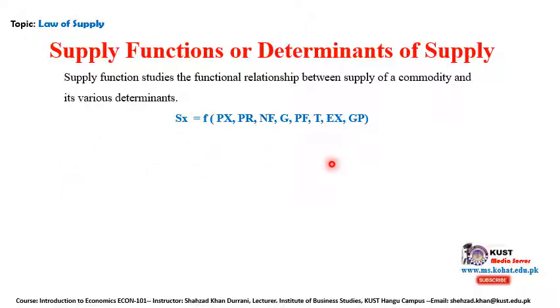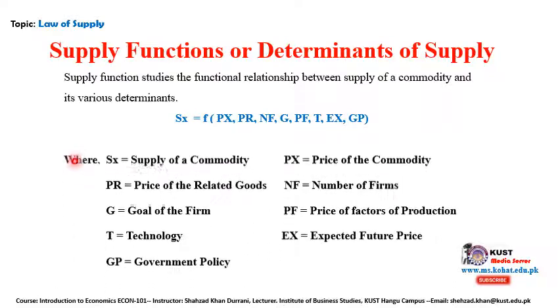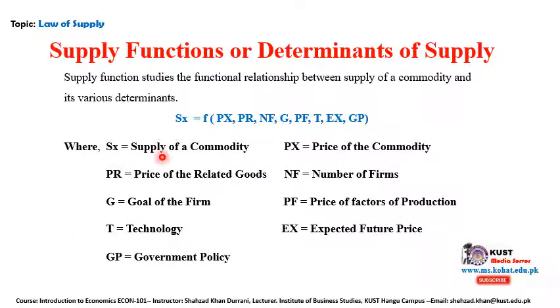So when it's shifting to the right, it actually means that you are increasing the supply. But if the supply curve is changing to the left, it means you are decreasing the supply. You are offering less products to the market, right? So what are they? Sx stands for supply of a commodity, the product that you are supplying. Then we have Px: supply of commodity is a function of Px, price of the commodity. There must be a change in the supply.